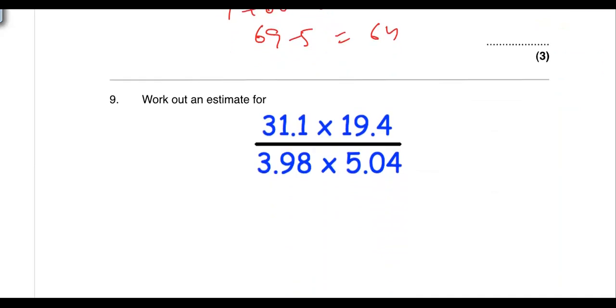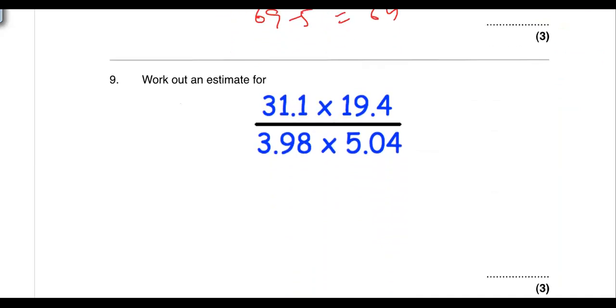Okay, now the next estimate. Again, quite an easy estimation, 31.1. If I round to one significant figure, it will be 30. Rounding this one to one significant figure will be 20. Rounding this one will be 4. Rounding this one will be 5. And now your final answer is going to be 30. You can calculate that one.